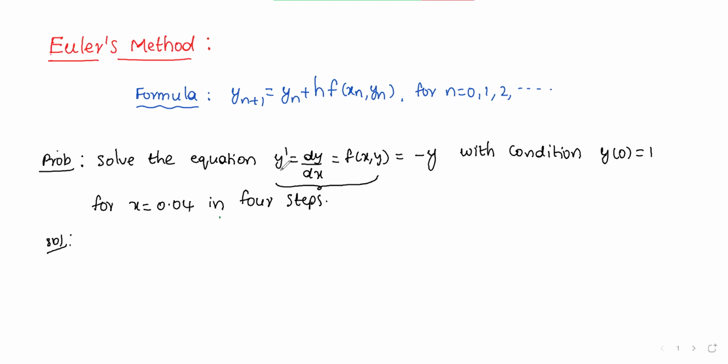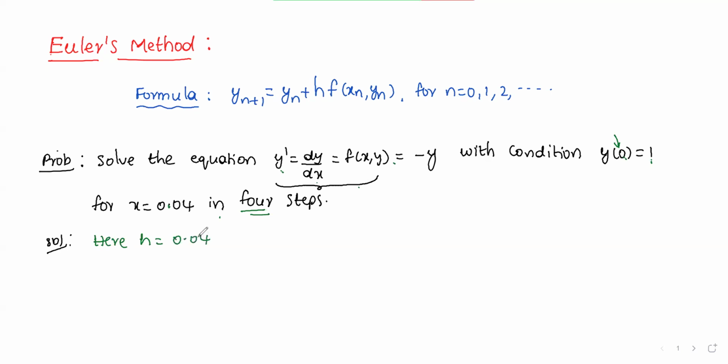Solve the equation y dash, dy by dx and f of x comma y. These three are the same. Is equal to minus y, with the initial conditions y of 0 is equal to 1, means x naught is equal to 0 and y naught is equal to 1, for x is equal to 0.04 in 4 steps. So here h is equal to 0.04.